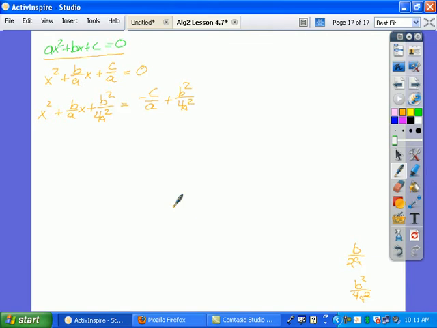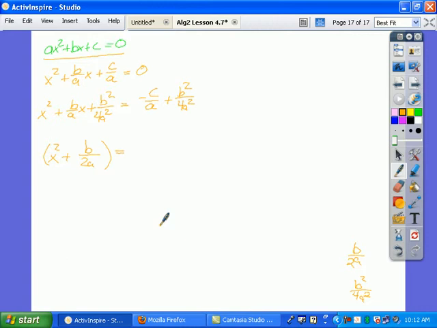Okay. Well, now I know that the left-hand side should factor. Right? I chose this b squared over 4a squared on purpose because I want the left-hand side to factor. And so it should factor into x plus b over 2a, squared. Right? It should be just this piece. That should be what the left-hand side factors into. And on the right-hand side, I have these two fractions, but I really want to combine them.